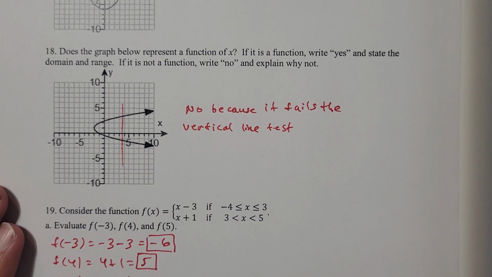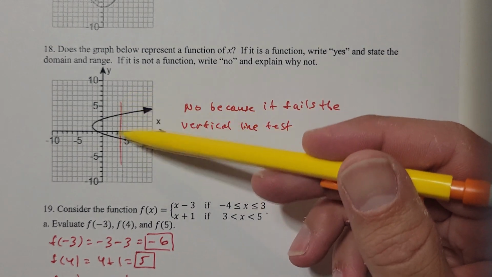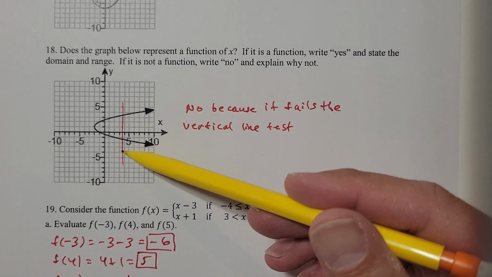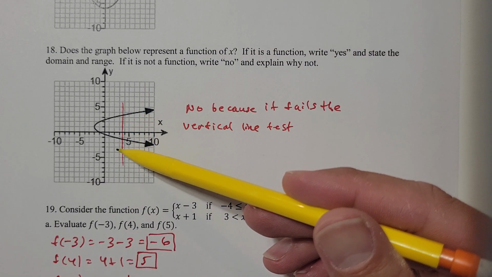In problem 18, it says, does the graph represent a function of x? If it is a function, write the domain and range. If it's not a function, say no and explain why not. Okay, so for a function to happen, it's got to pass the vertical line test. Right, we said that. So if I draw a vertical line anywhere on this graph, a vertical line drawn is going to intersect the curve in 2 points. You can't have that with functions, right?